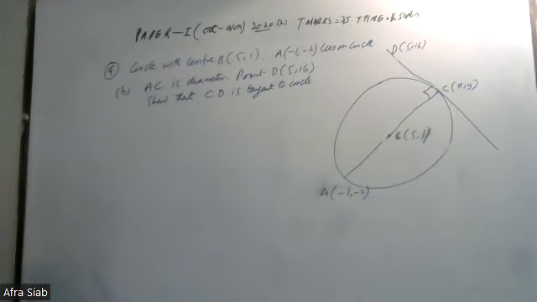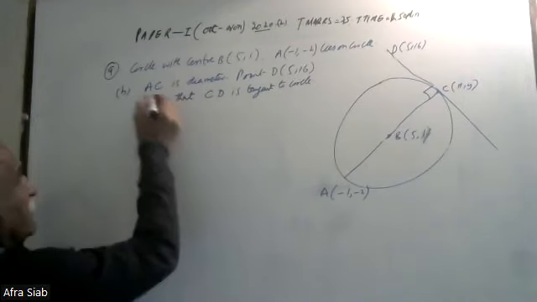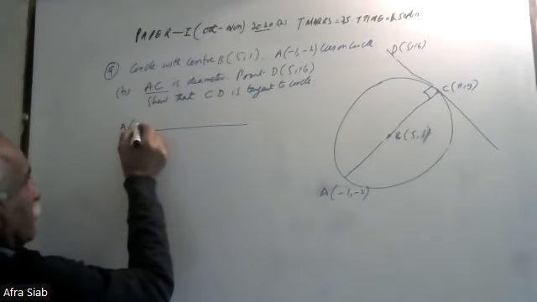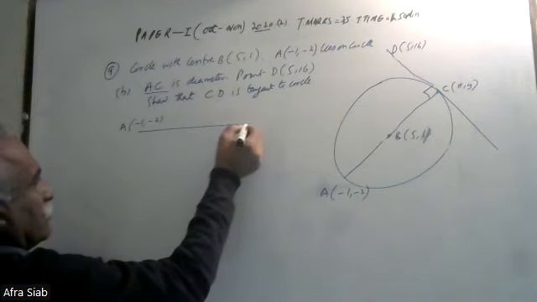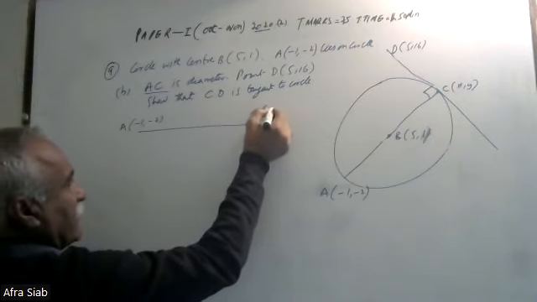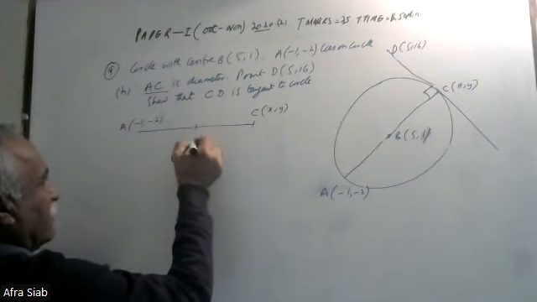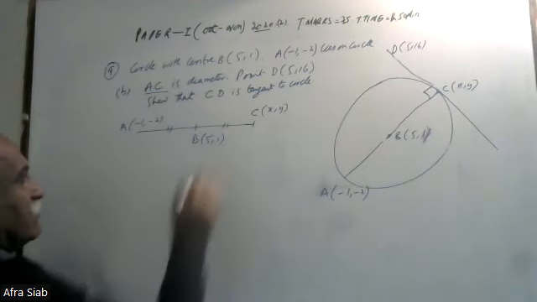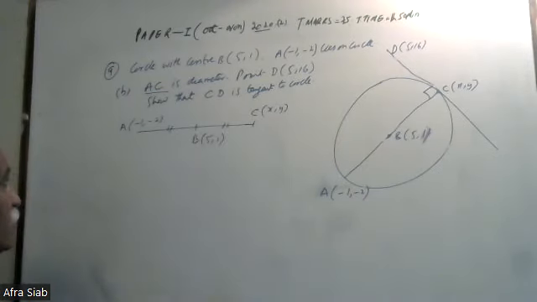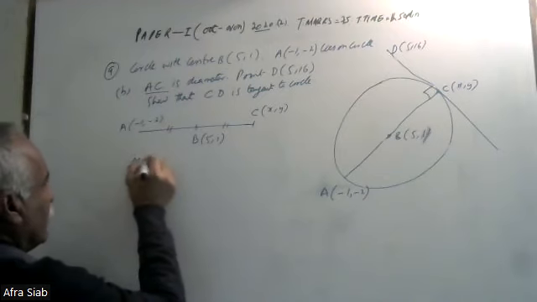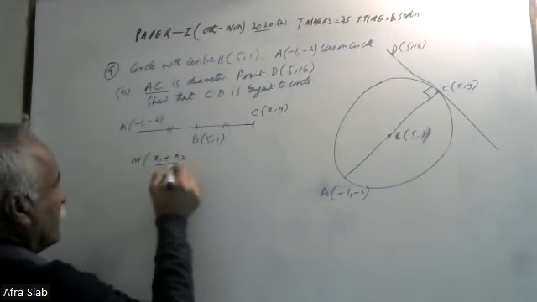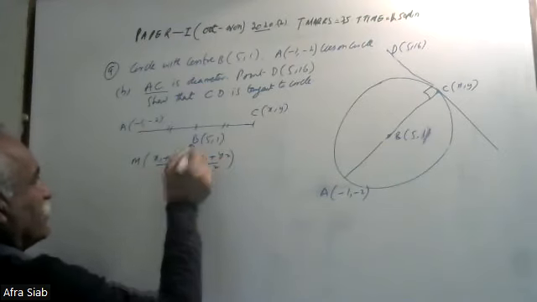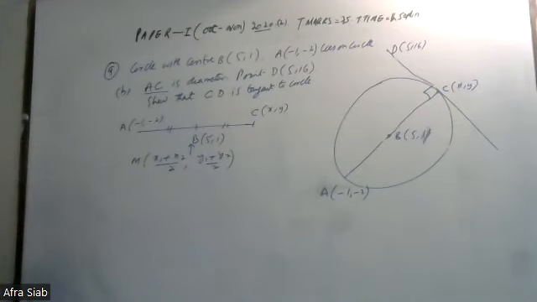So we have to calculate the C coordinates. Since AC is the diameter of the circle, with A having the coordinates minus 1 and minus 2, this C has the coordinates x, y, and B, the center, is (5, 1), because AC is the diameter of the circle. So we are using the midpoint formula, that is (x1 plus x2) over 2 and (y1 plus y2) over 2, as the midpoint D for this A and C.